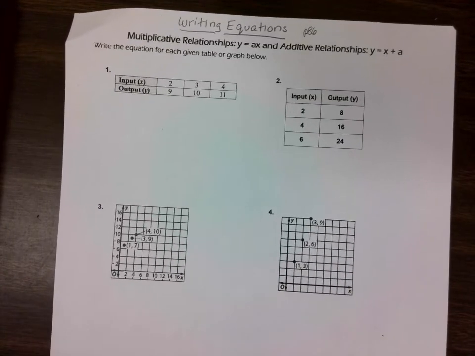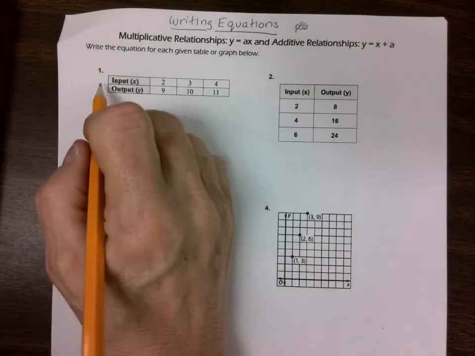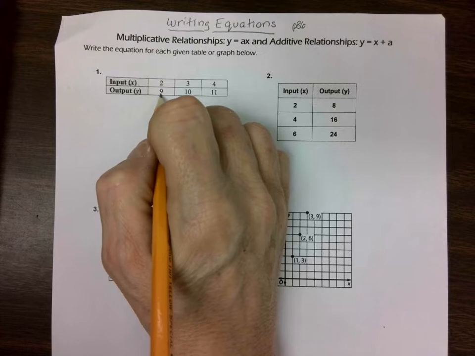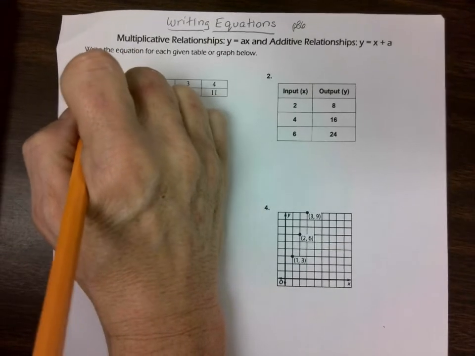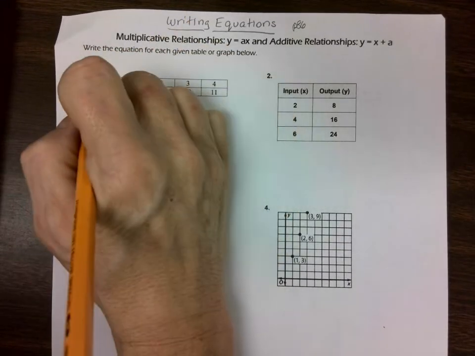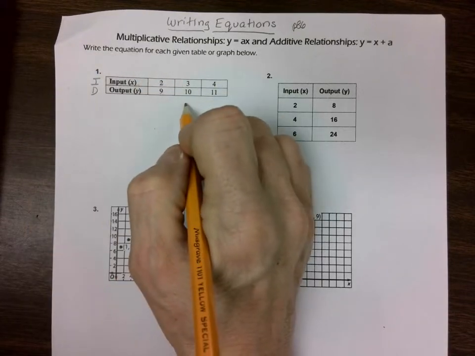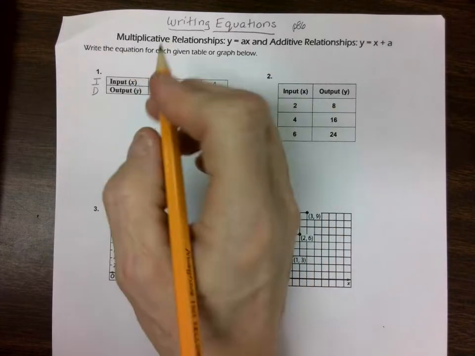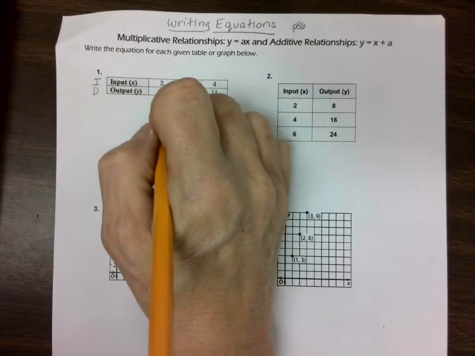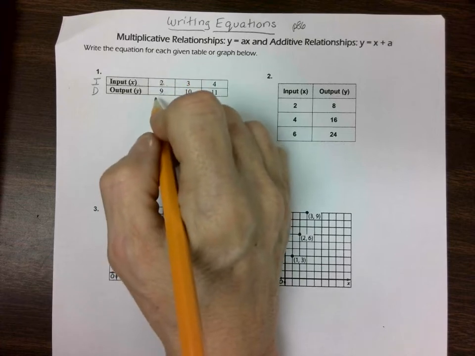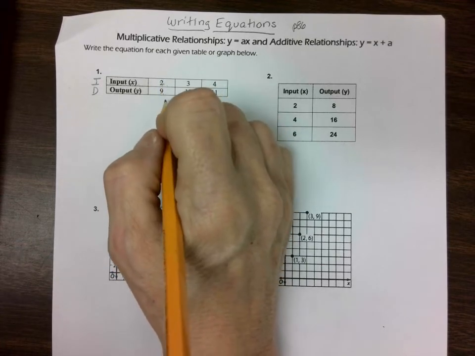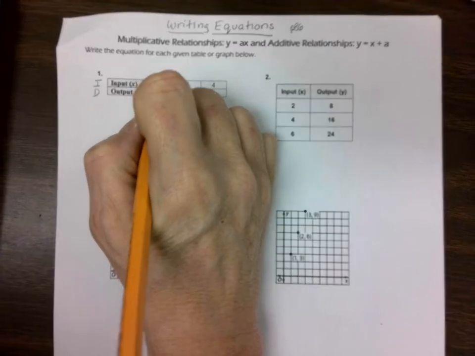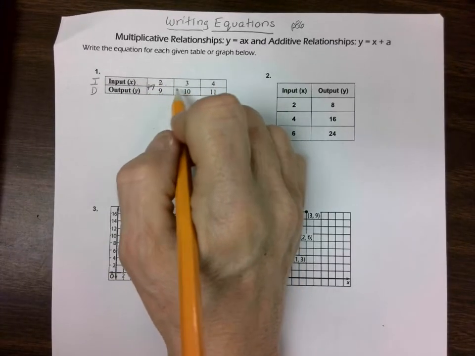So let's go back up to the top and look at number 1. We have 2 as my x and 9 as my y. Again, my independent is my x, my dependent is my y. My y is going to depend on what my x is. So the question I have to ask is, how do I get from 2 to 9? Well, there's no clear multiplicative pattern there, but I do have an additive pattern. I can add 7 to get 9. Let's see if that works.